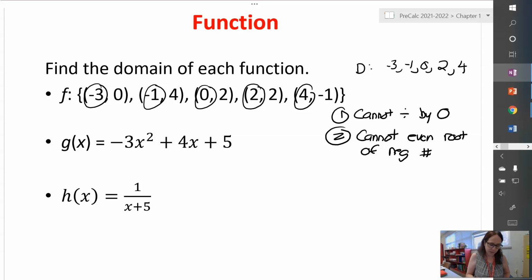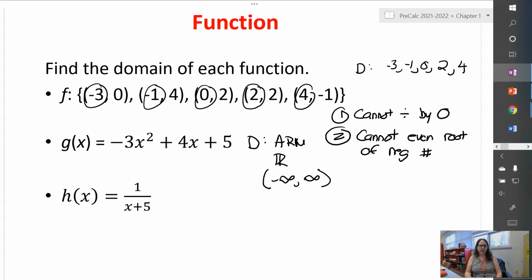So look at g of x. I have a -3x squared plus 4x plus 5. There's no variable in the denominator, so no need to worry about dividing by 0, and there's no even roots, so there's no need to be concerned about rule number 2. That means that all real numbers are in the domain. So for this one, your domain is all real numbers. You can write it like that, ARN, for all real numbers. You could use the fancy symbol for all real numbers, which is an R with an extra vertical slash in there. Or you can say in interval notation, negative infinity to positive infinity.